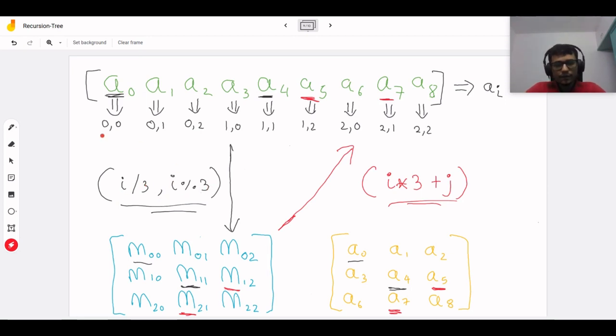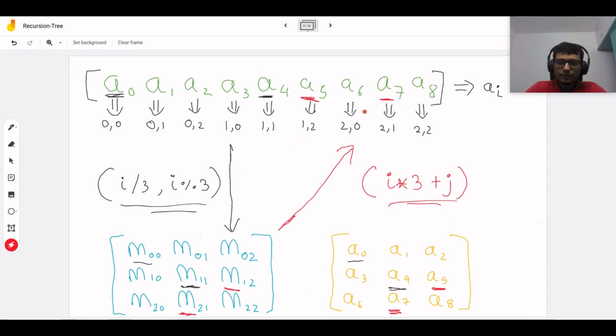So 0 divided by 3 is 0 and 0 mod 3 is 0. So we get 0, 0. This indicates that A of 0 in the flattened matrix is mapping to M of 0, 0 in the two-dimensional matrix. Similarly, let us look into A of 4. Here I is 4, which is the index in the flattened matrix, and if we place it in these two formulas, we get 4 divided by 3. Considering the integer division, 4 divided by 3 is 1 and 4 mod 3 is also 1. So we get 1, 1. So A of 4 in flattened matrix is mapping to M of 1, 1.